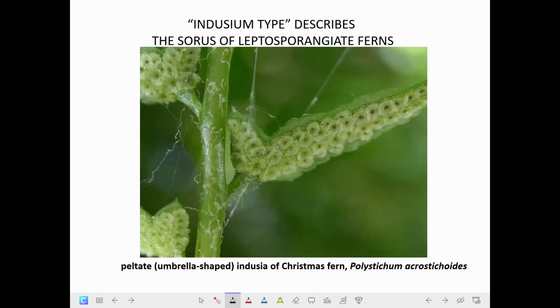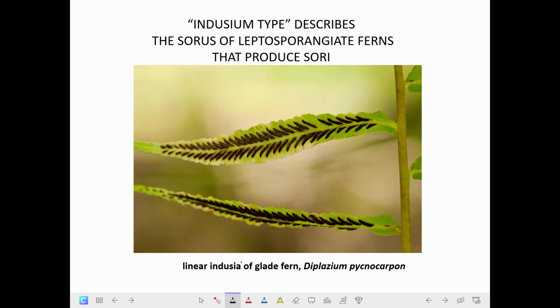But this particular fern, called Christmas fern, has a flap of tissue covering the sporangia. It's actually circular, and you can't see because it's underneath, but it's attached in the center. It's like an umbrella. It's called peltate. They're kind of like mushroom shaped. And these peltate indusia are fairly distinctive. It's a nice feature of Christmas fern.